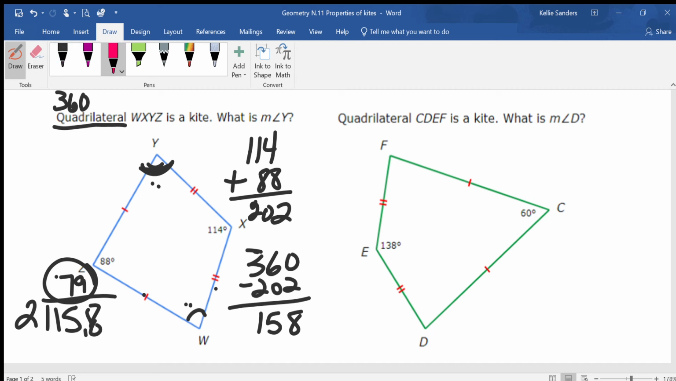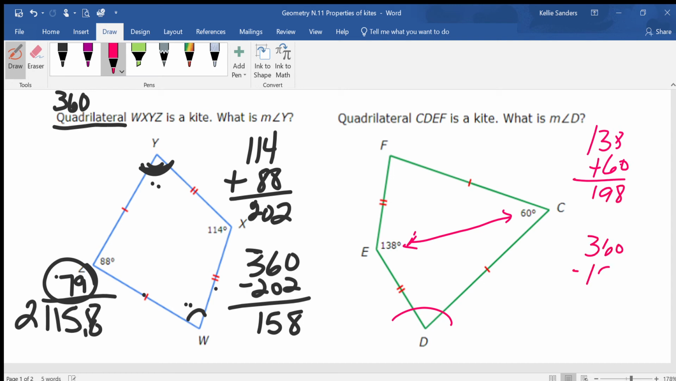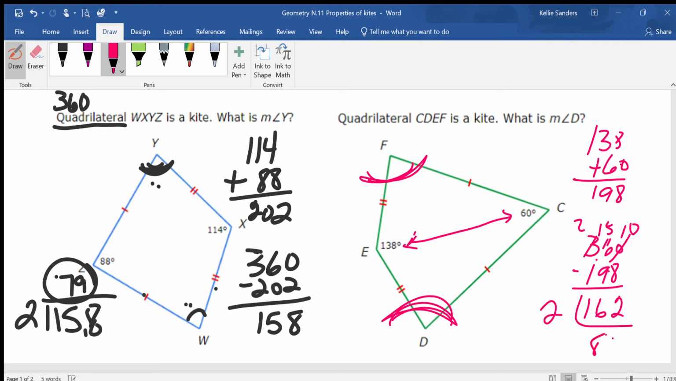This next one is exactly the same way. We are given the two non-congruent angles, and we want this angle right here. So we're going to add the two angles that we are given. We're going to take that from 360. That gives 162. So these two angles add up to be 162. Since they are congruent, I'm going to divide by 2 and get 81. I'm going to write that a little bit better. 81.